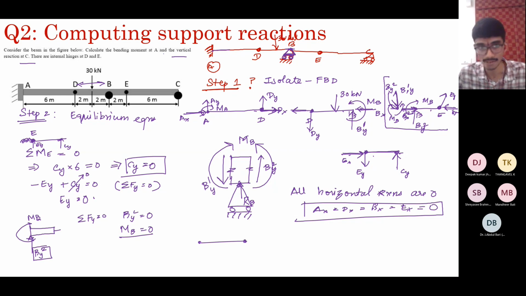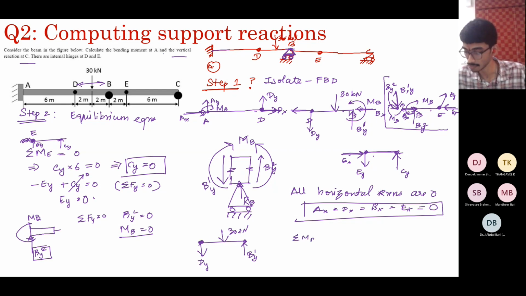And this side you have an internal hinge, and here you have a support. So here you have Dy, and here you have By1. This is 30 kilonewtons. So this is nothing but a simply supported beam. So as usual, you can take moments about the point D.